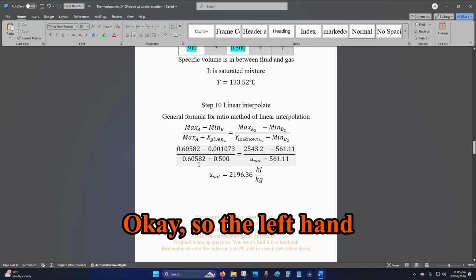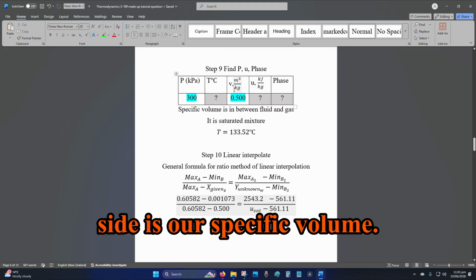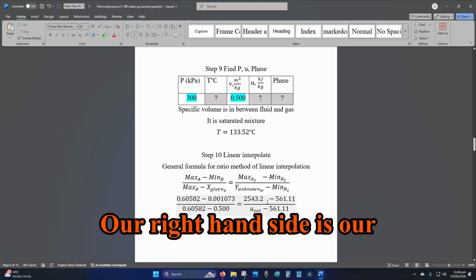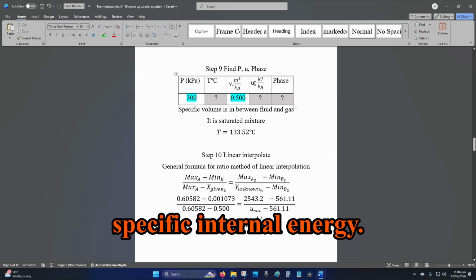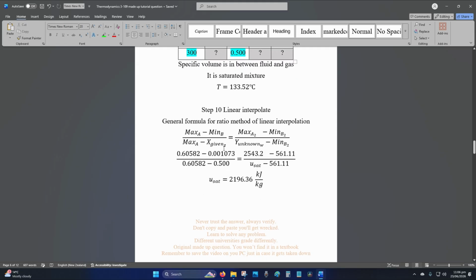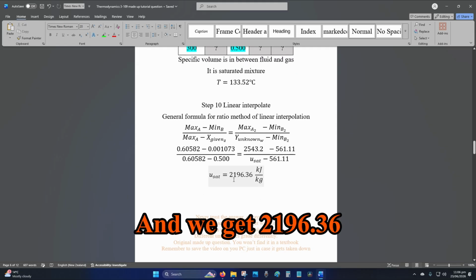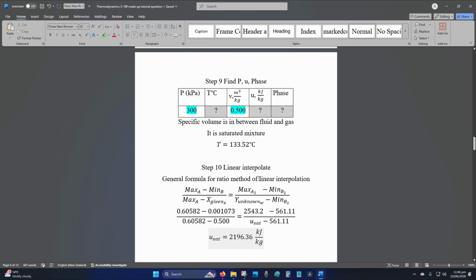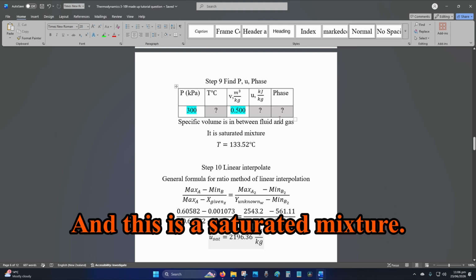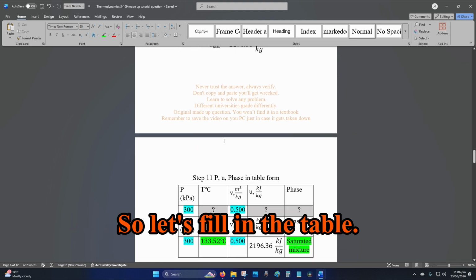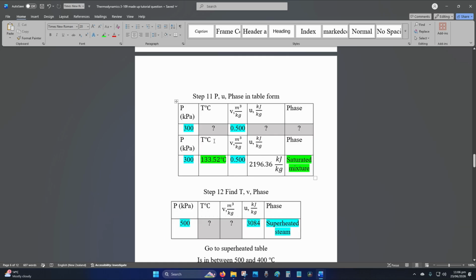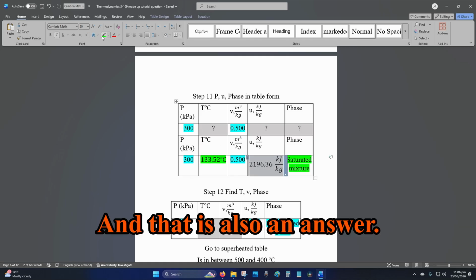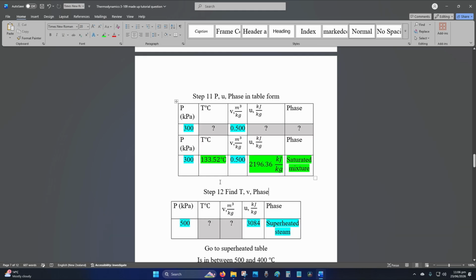Okay, so the left hand side is our specific volume, our right hand side is our specific internal energy, and we get 2,196.36 kilojoules per kilogram. And this is a saturated mixture. So let's fill in the table. So here we are. And that is also an answer.